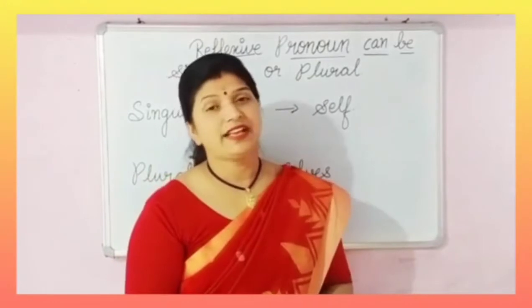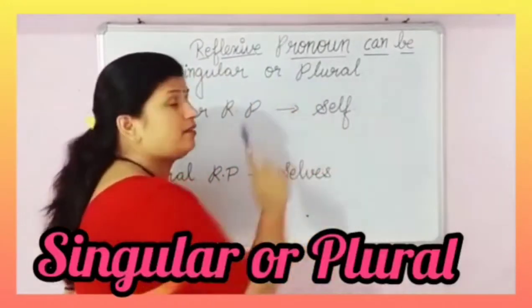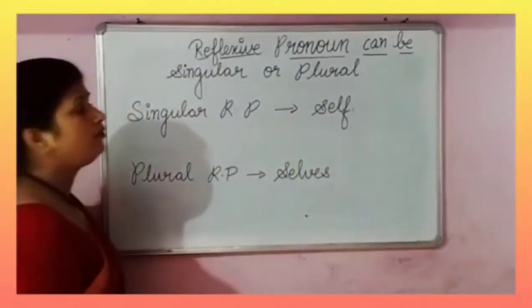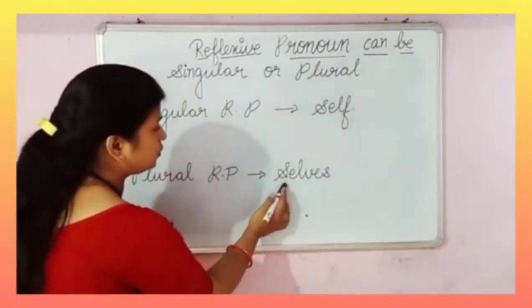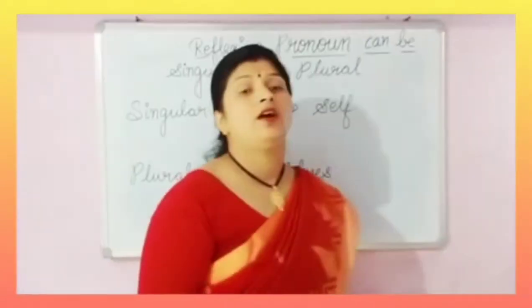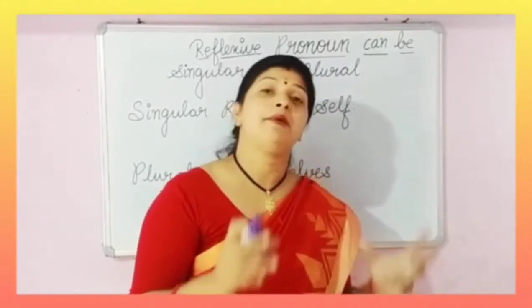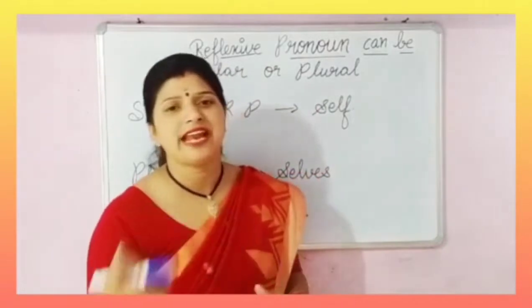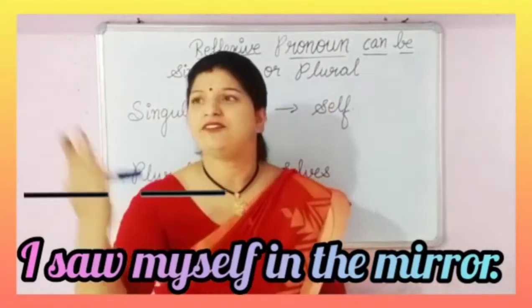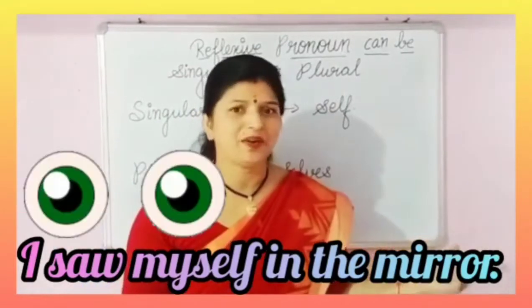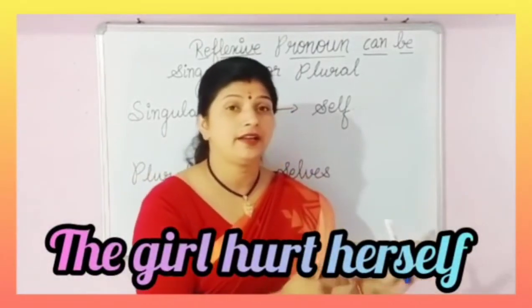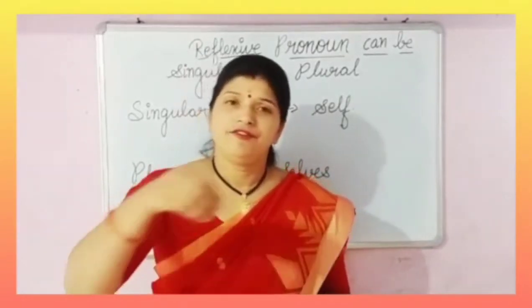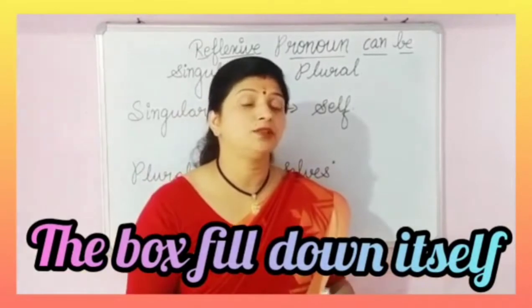My dear students, a reflexive pronoun can be singular or it can be plural. For a singular reflexive pronoun, we always use self at the end. And in the plural reflexive pronoun, we always use selves. For example, of the singular reflexive pronoun, I have given you myself, herself, himself, itself, yourself. We can have some more examples. Suppose I say, I saw myself in the mirror. Now, you blamed yourself. The girl hurt herself. Girl hai, so herself aayega. The ball fell down itself. Apne aap ball gir gaya, because ball is a non-living thing.